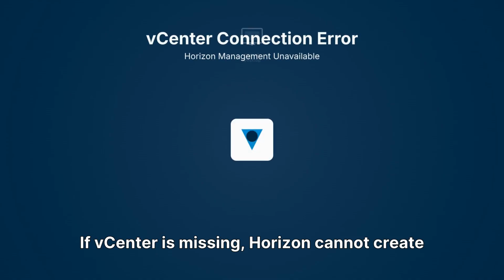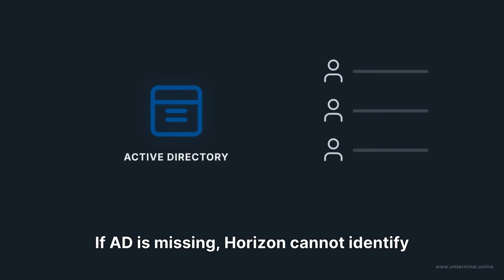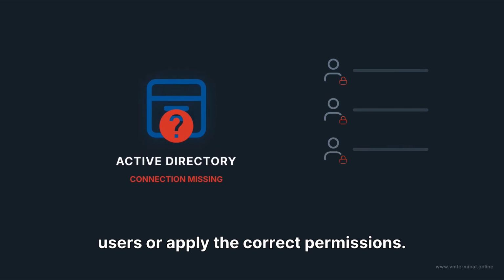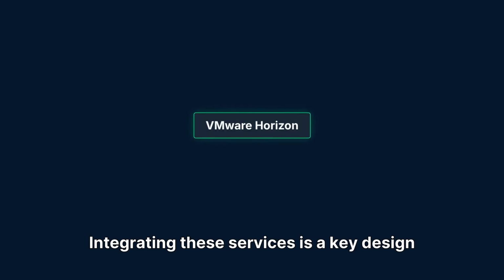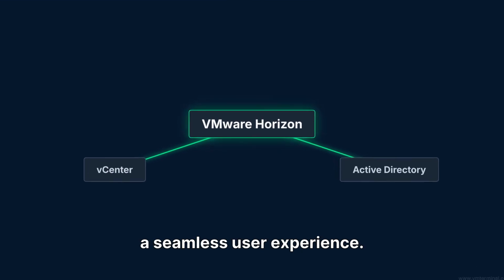If vCenter is missing, Horizon cannot create or manage desktops. If AD is missing, Horizon cannot identify users or apply the correct permissions. Integrating these services is a key design step in any enterprise deployment to ensure a seamless user experience.